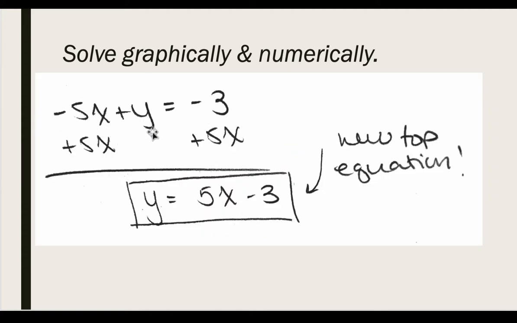So I have negative 5x plus y is equal to negative 3. I'm going to add the 5x to both sides. I'm left with y equals 5x minus 3. So that's the new rewritten version of my top equation.